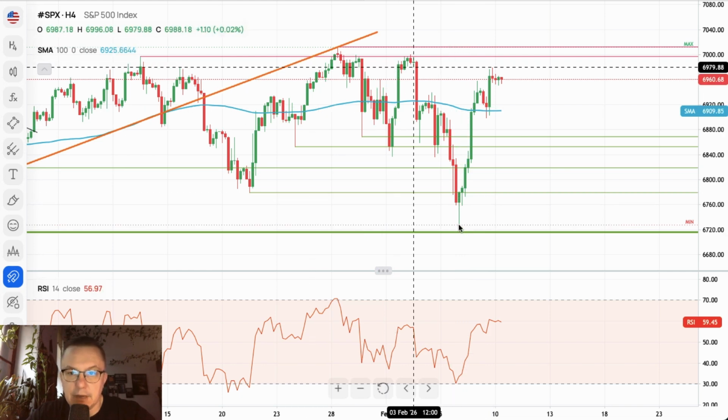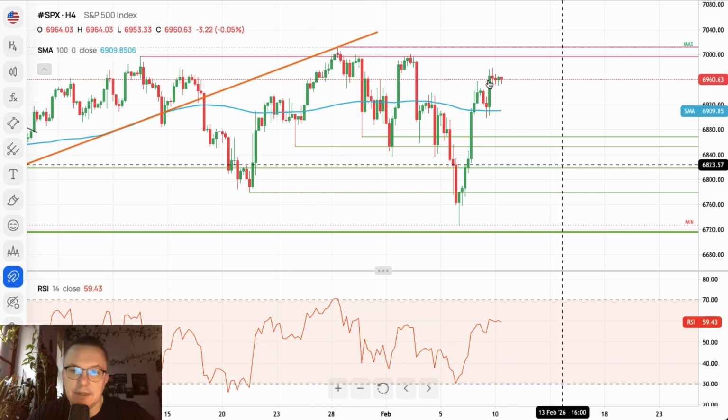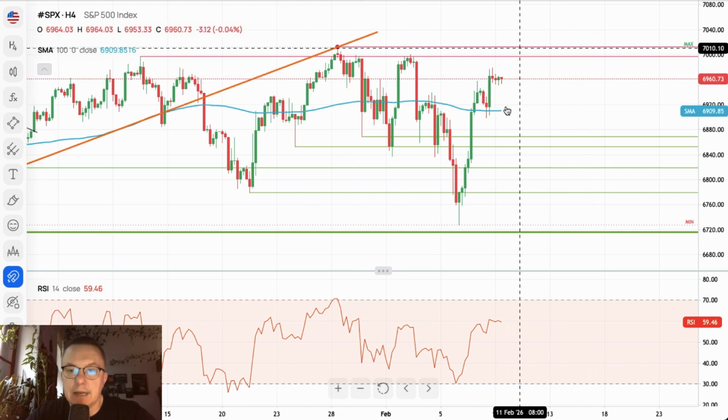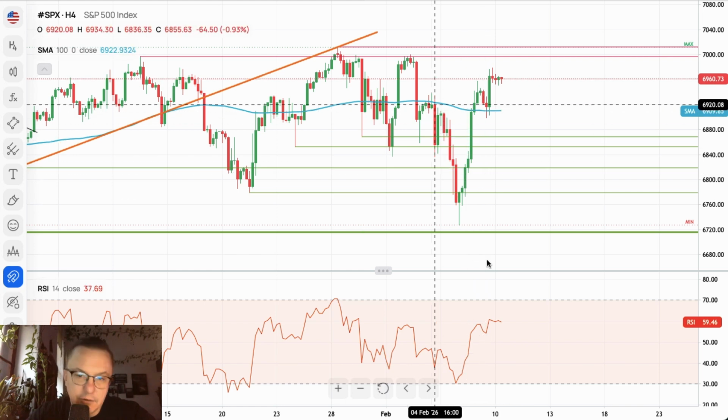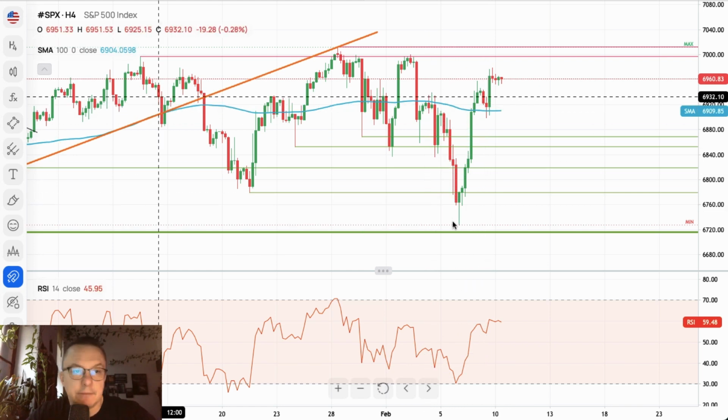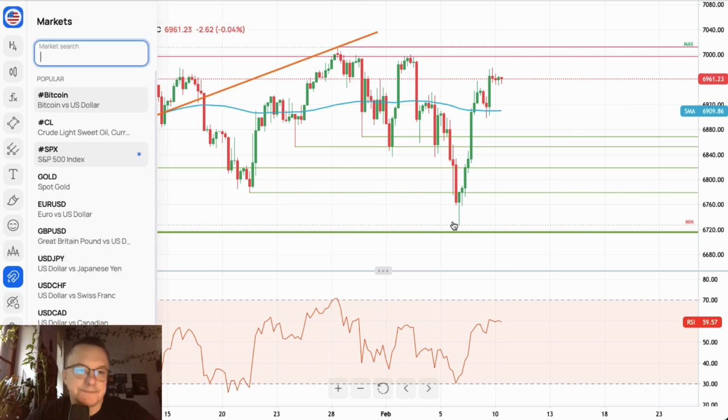So we go down, we go up, we go down, we go up. So oscillating trade here inside of this range. No breakout to the outside, no breakout to the downside. Quite nice reversal here from the lows of 6,720. We will see what the market will do later on.